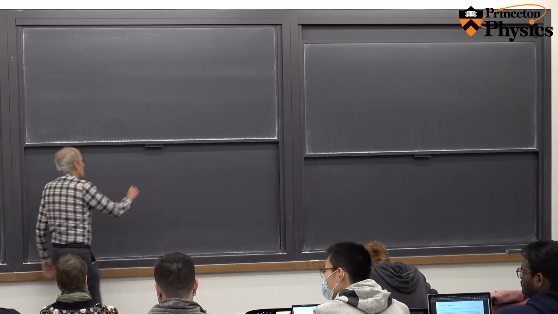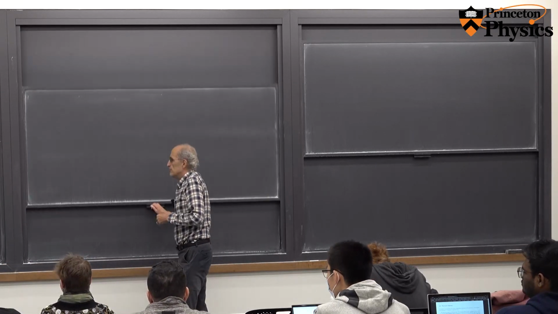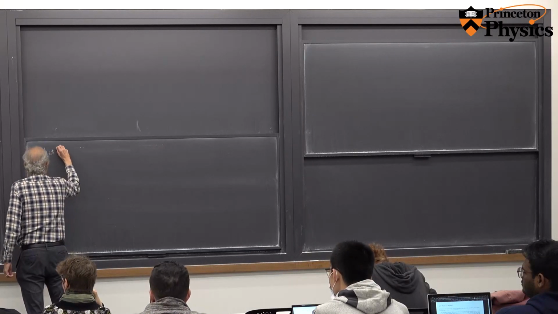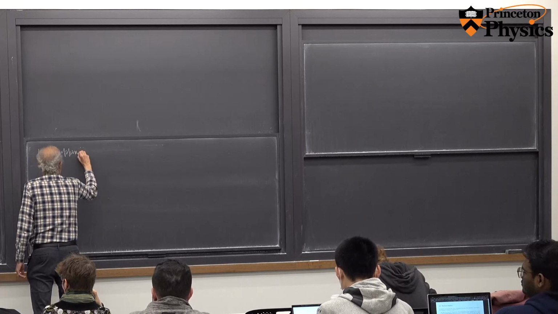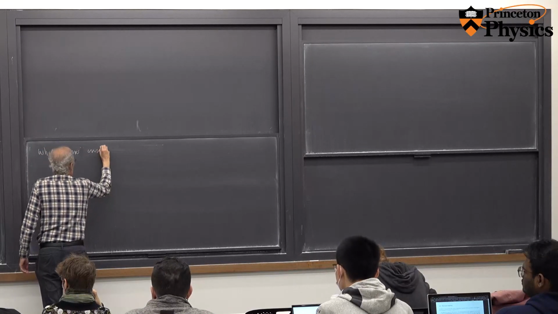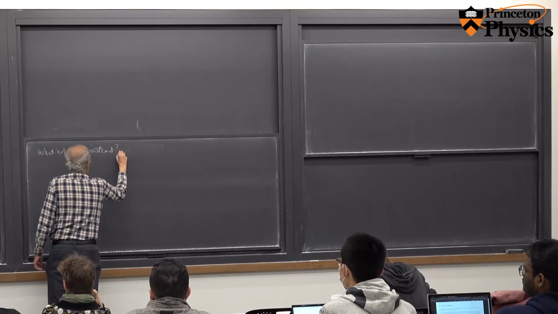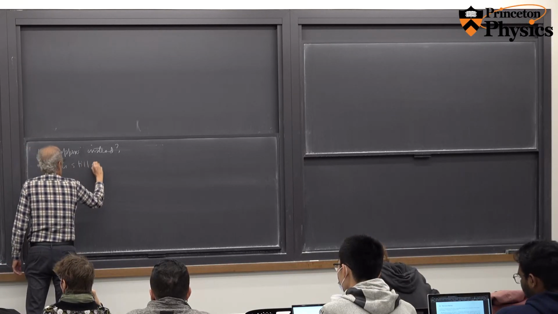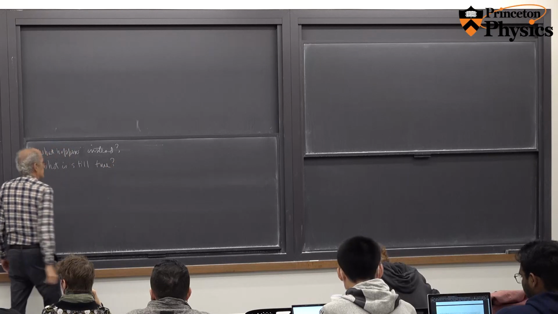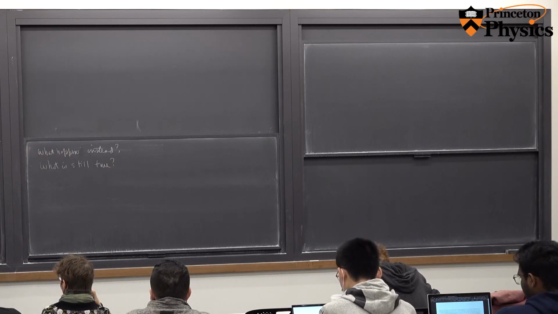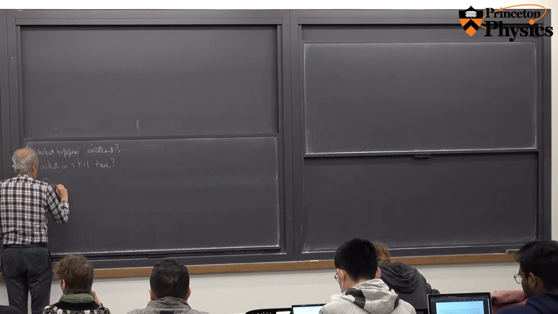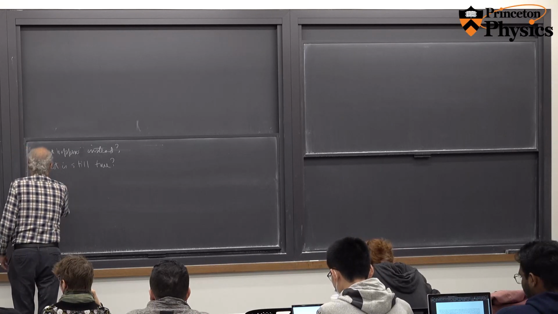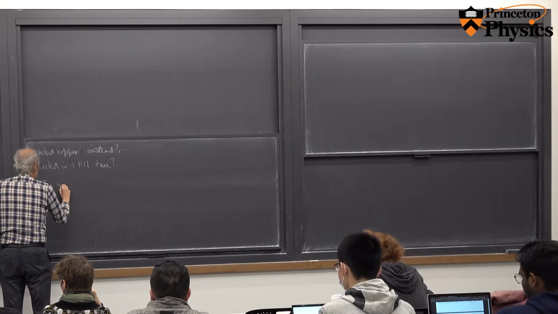So what we want to head for, I think, this week is to ask what happens instead and what is still true. So the main punchline will be that we can't define entropy. Let's say there are at least 2 goals.